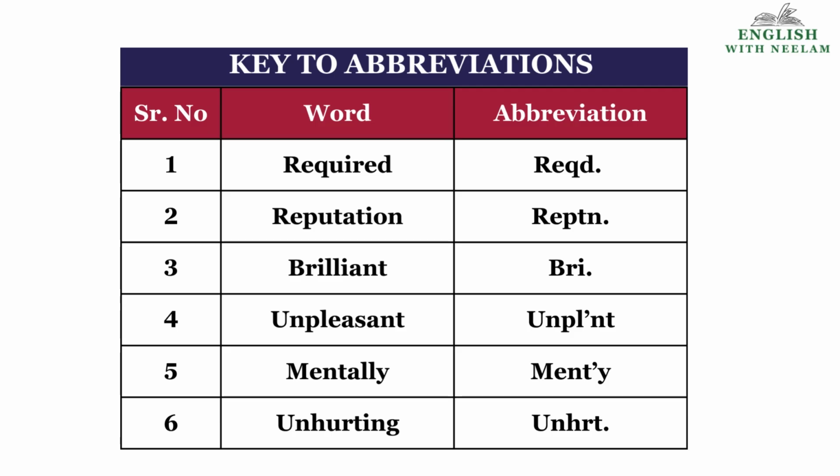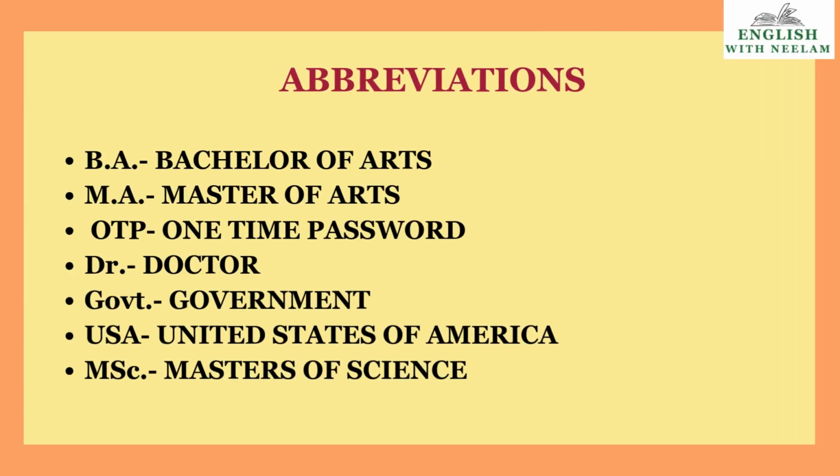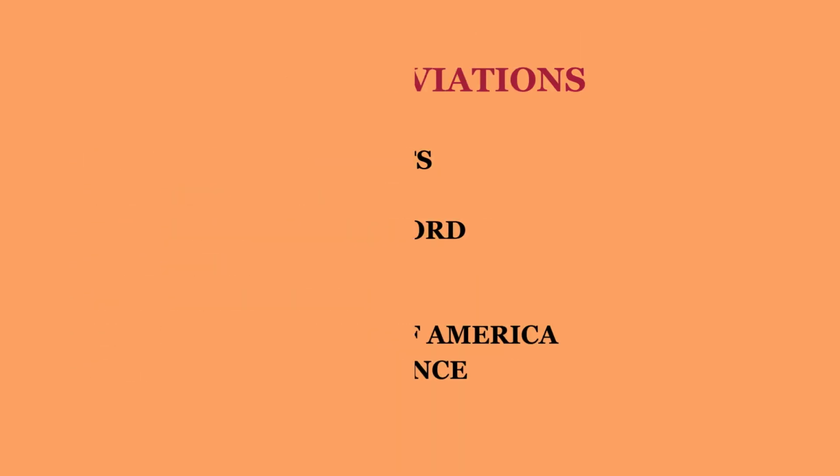Mentally. Unhurting. But there are, children, some words that have set abbreviations. BA, Bachelor of Arts. MA, Master of Arts. OTP, one-time password. Doctor, we know, DR. Government, GOVT. United States of America, USA, MSc, Master of Science. And CBSE, Central Board of Secondary Education. This way, children, we have some set abbreviations and we have to use the same.